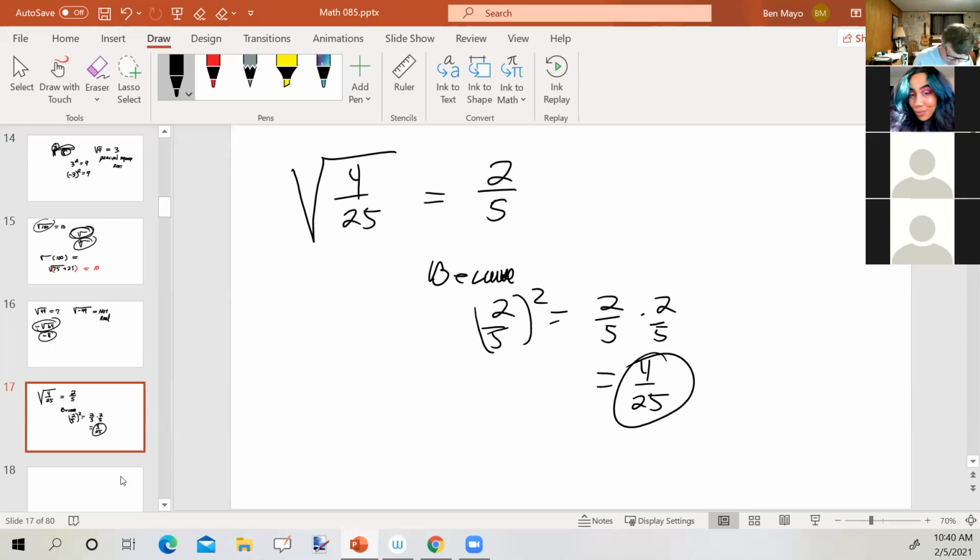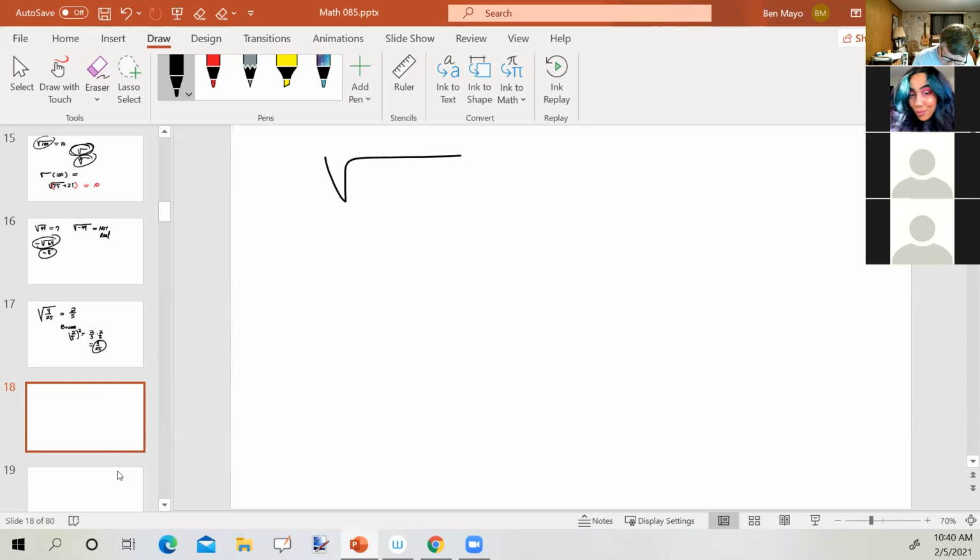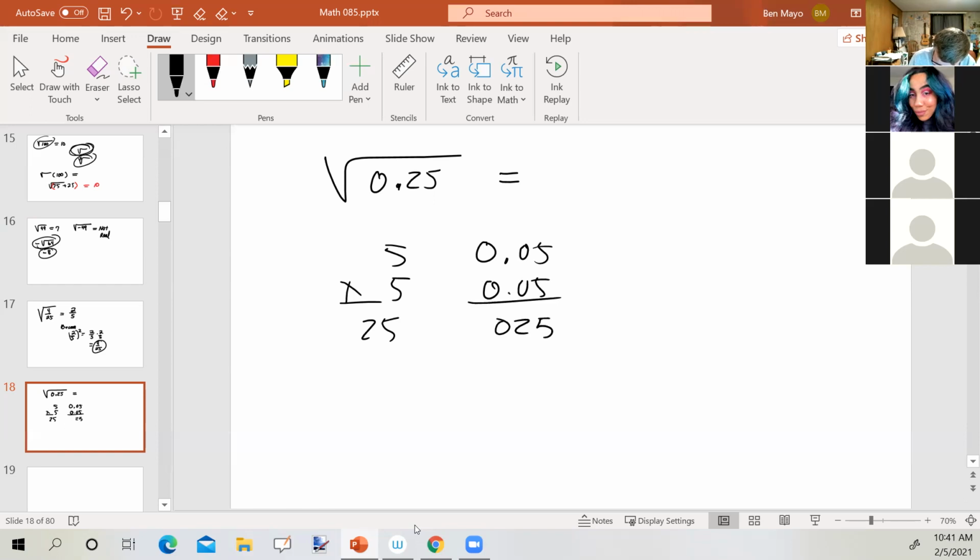How about this? The square root of 0.25. Any ideas on that? What the square root of 0.25 would be? Nobody's volunteering this morning? Okay, well, let's see. 5 times 5 is 25. 0.05 times 0.05 would be 25, but then we'd have to come over. How about just plain old 0.5 times 0.5? Let's see, that's a 5 and a 2 over 2 places up, 0.5.